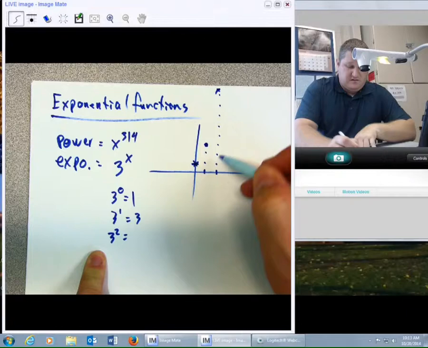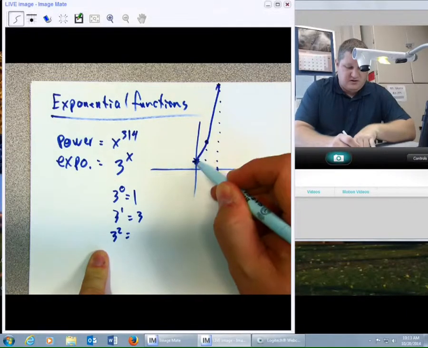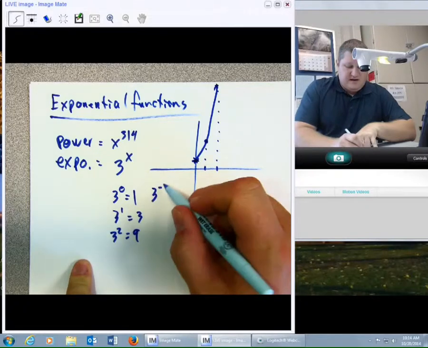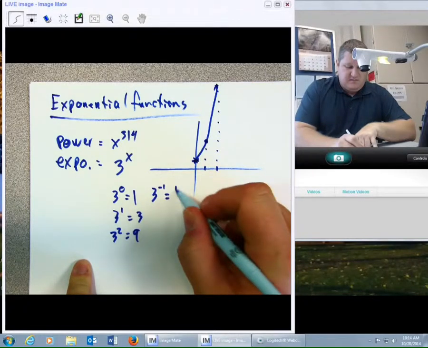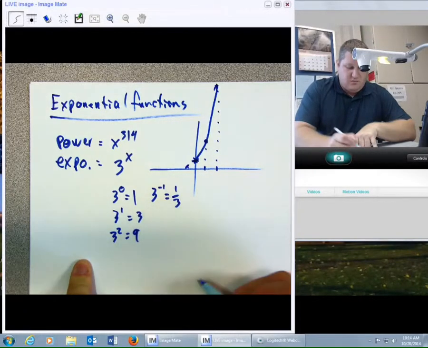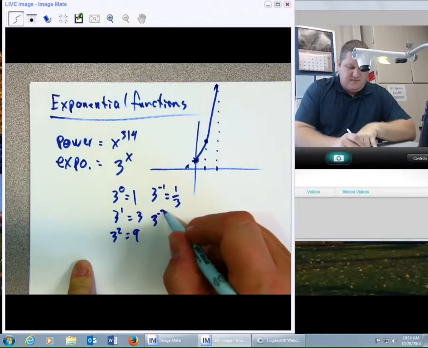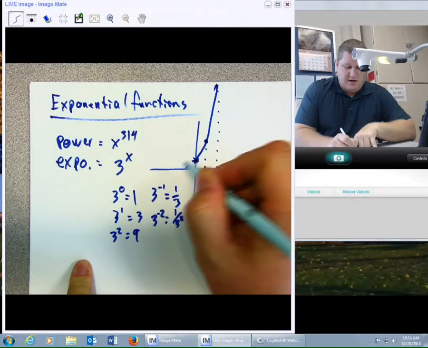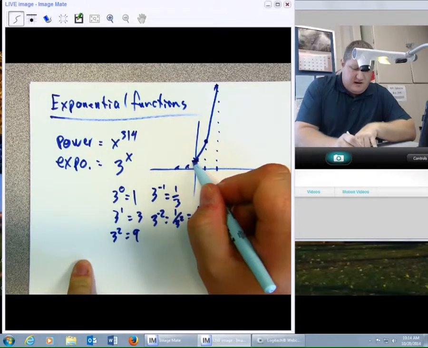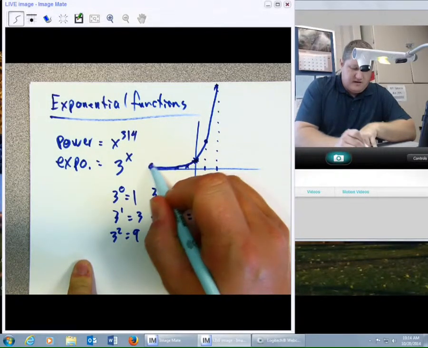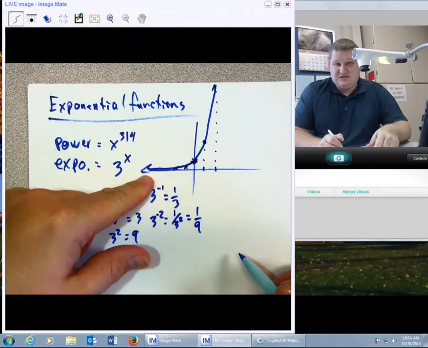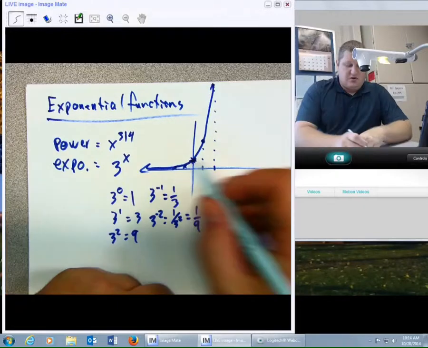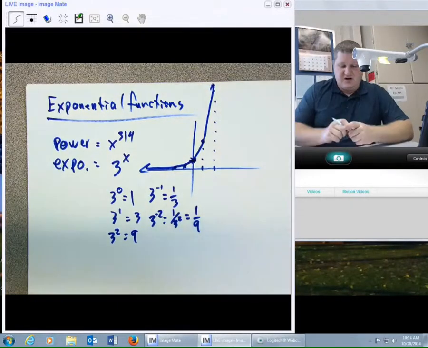So we have this situation going on. If I have 3 to the negative first, that means 1 over 3. Well, that's 1/3. If I have 3 to the negative second, that's 1 over 3 squared, which is 1/9. And so we have this situation. And it never touches the x-axis. It always just continues along the x-axis. So this is your basic exponential function.